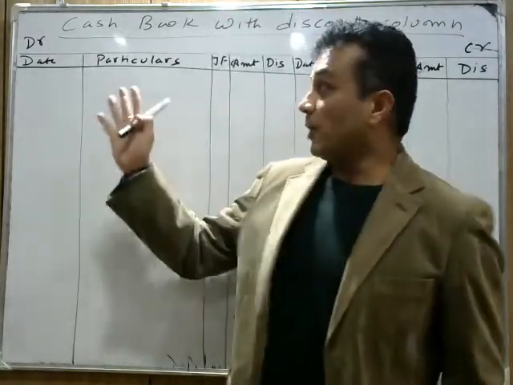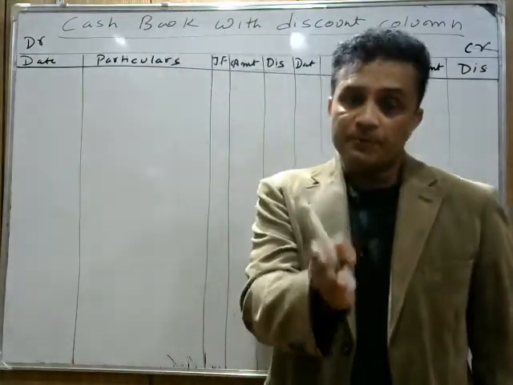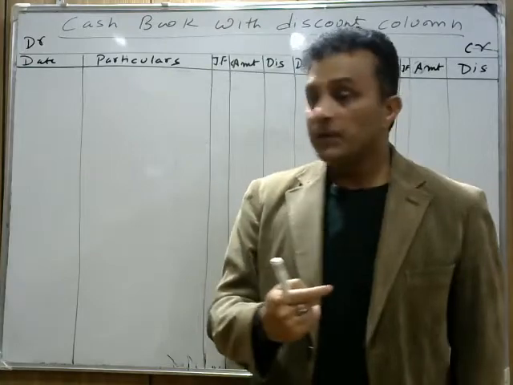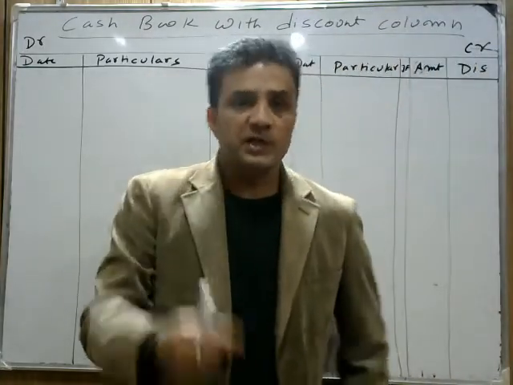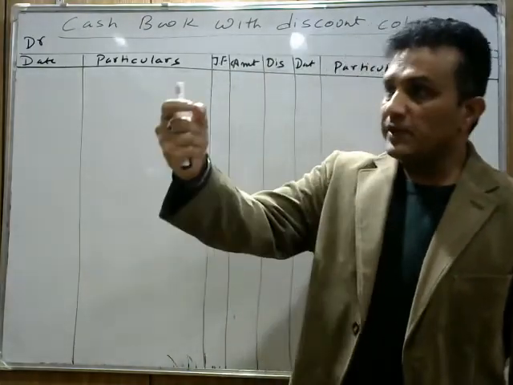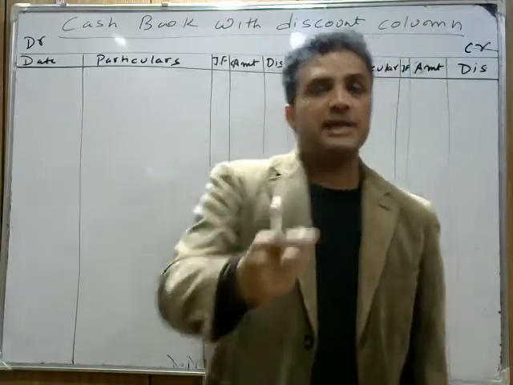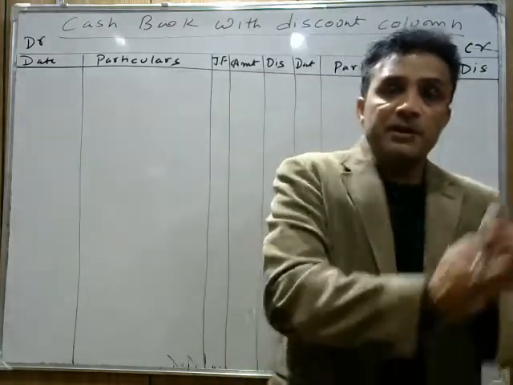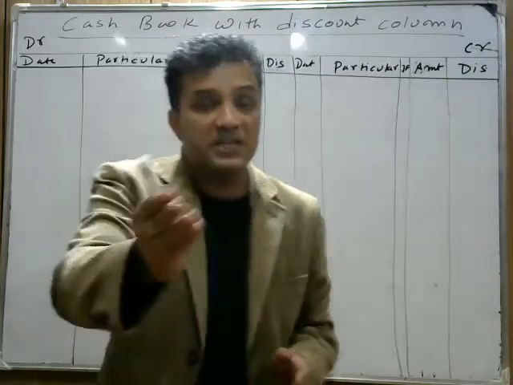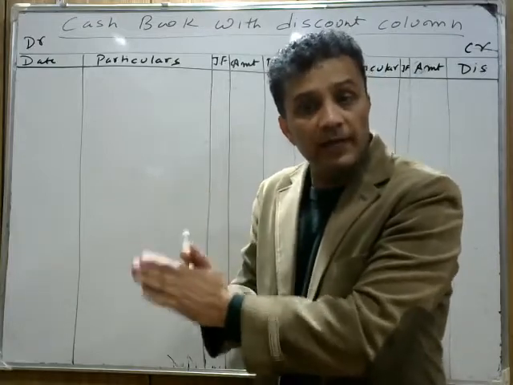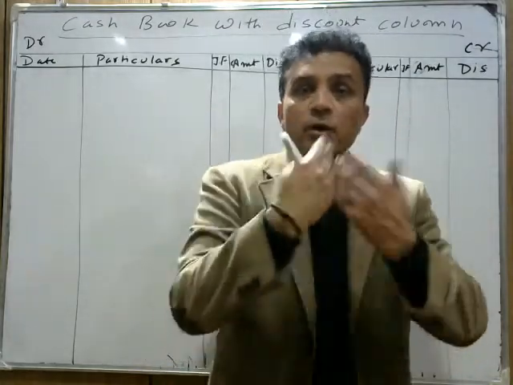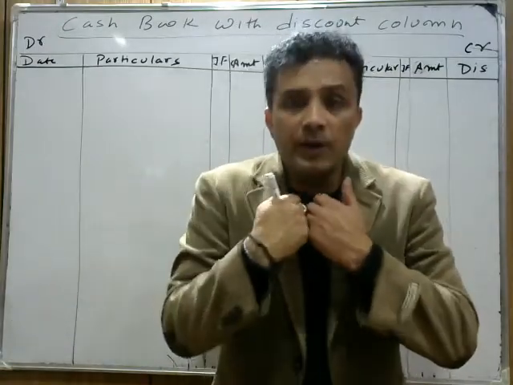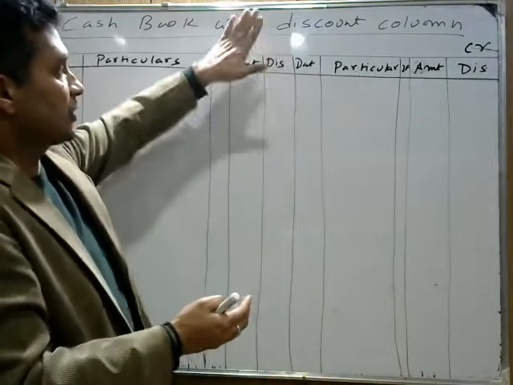But discount is a nominal account, it's not a real account. We are using the discount column within the cash book because sometimes when we pay cash or receive cash, we allow or receive discount. Whenever we receive cash in full settlement, suppose we have to receive 10,000 from a particular person. We tell him, you pay 9,500, so we are allowing 500 rupees discount. We should have received 10,000, but we receive 9,500, which means we are giving discount. We are leaving 500 rupees. So it's an expense for us, and comes on the debit side.